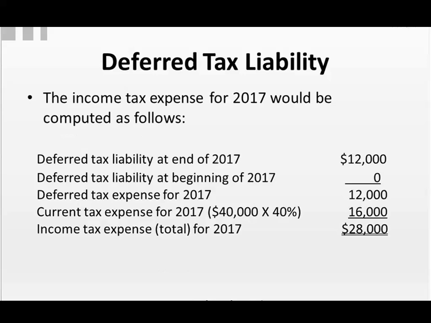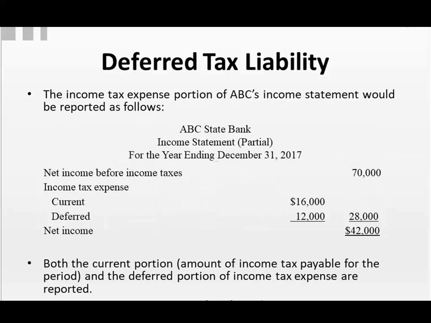All right, and that's how you do it under FASB 109. Now, what you would put on the income statement would be something that looks like that. If you needed a partial income statement, it would say, here's the income before taxes, $70,000, I'm just giving you that number. Then you'd say less the income tax expense, and you have to disclose the two pieces. The current portion is $16,000, the deferred portion is $12,000, for a total of $28,000 to reduce the net income down to $42,000, right? So both the current and the deferred portion have to be reported.